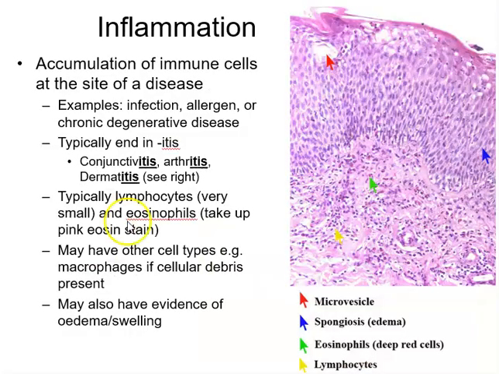So inflammation is a very generic term to describe the accumulation of immune cells within the site of a tissue at the site of disease, and we typically have the suffix itis at the end of anything that is inflammatory. So conjunctivitis and dermatitis, and this is an example of dermatitis. This is a hematoxylin and eosin stained skin section showing the different cell types within skin, and this is the very much outer layer of skin.